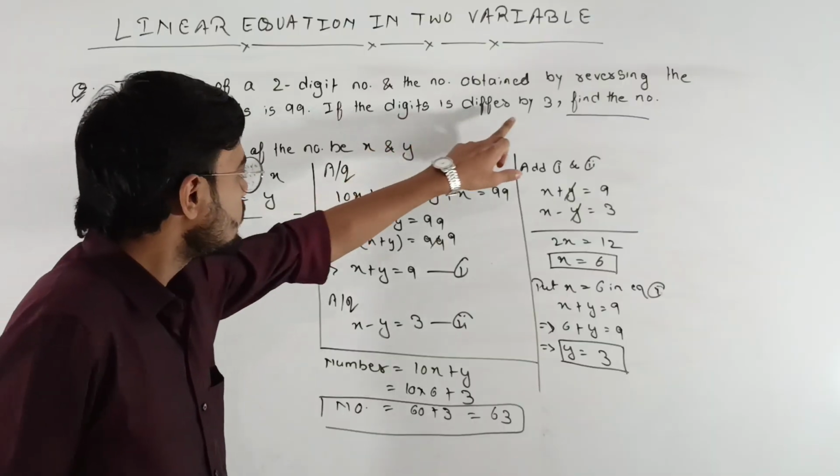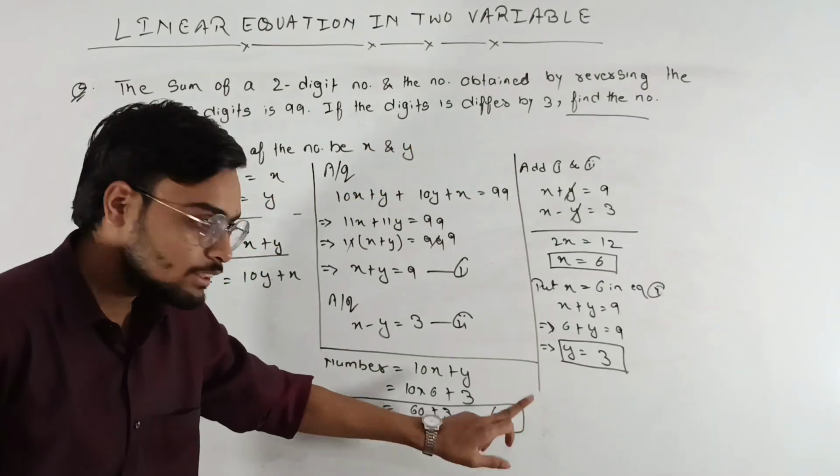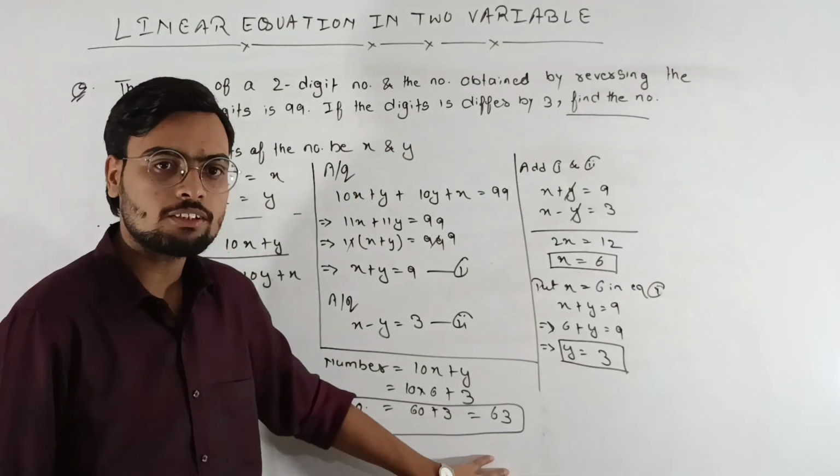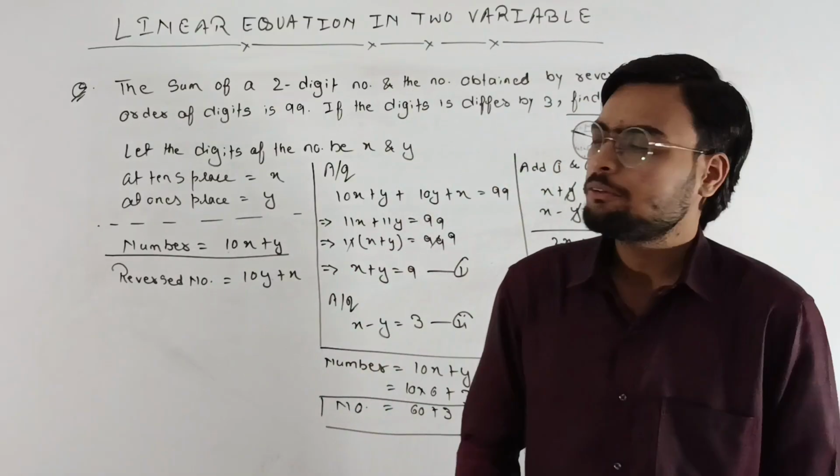You can also check whether this answer is right or not. Look, the difference is 3. When you subtract 6 minus 3, it is 3. That's why this answer is right. Understood? Let's see it again.